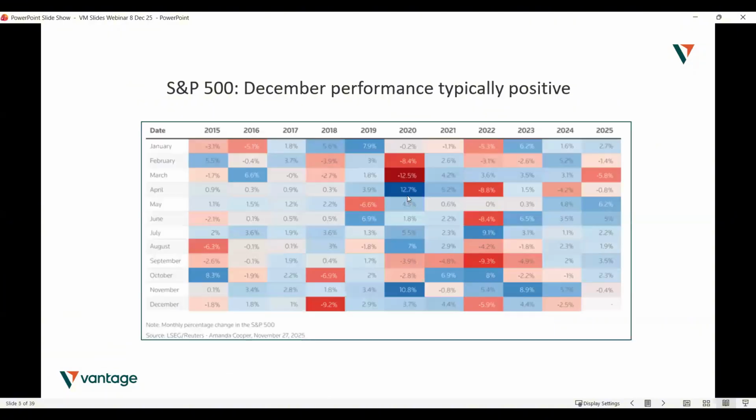Otherwise, I did have this chart as well. I showed you this last week, just showing you seasonal positivity in December. You can see only a few instances of December being in the red, negative, otherwise fairly positive, and especially after a negative November. Although this is only obviously a few instances, generally December is seen as a pretty positive seasonal month for stock markets.